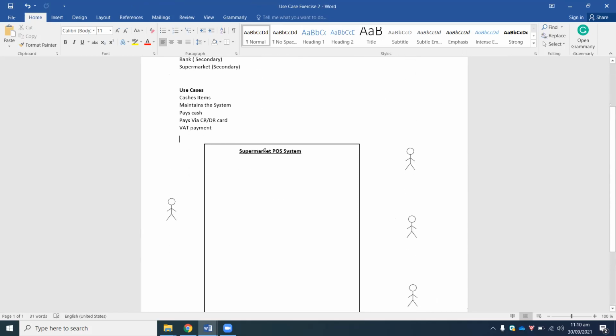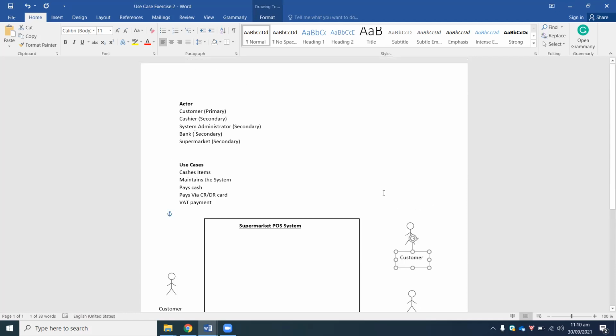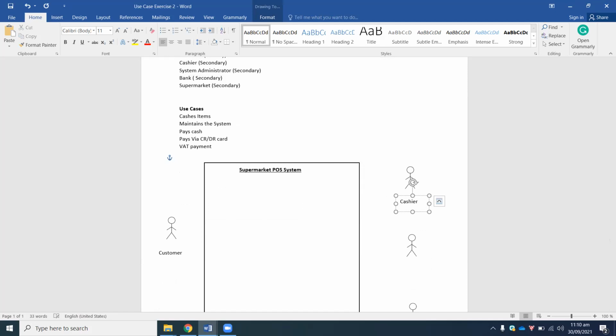After that, we have to go and give the names of our actors. Make it smaller in size. First one is a customer. After that, we have cashier. Now, there's no specific order in which you can place your actors. You can have it in any order as long as the links are working. The linking that you do from the use cases to the actor, they need to be well done. Okay. So from here, you have system administrator.